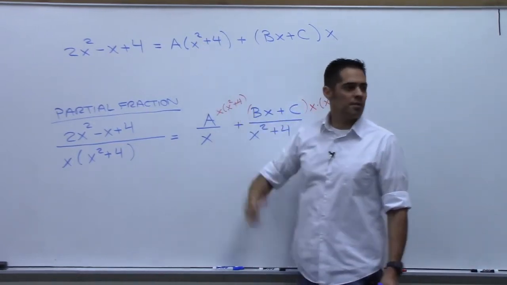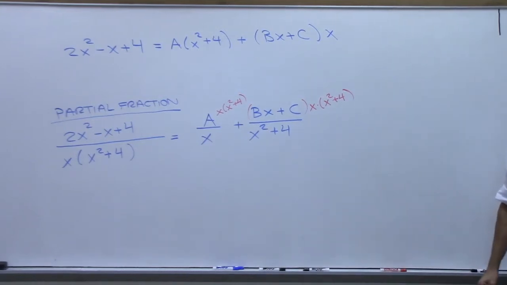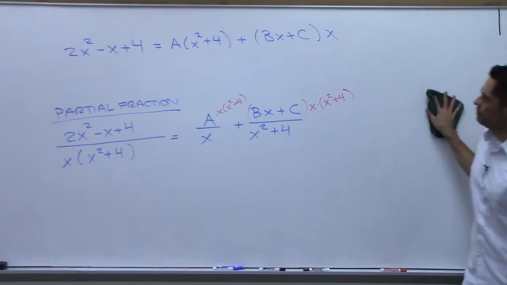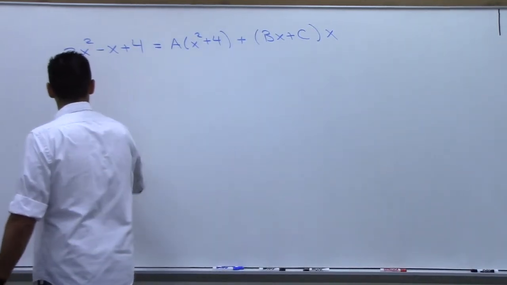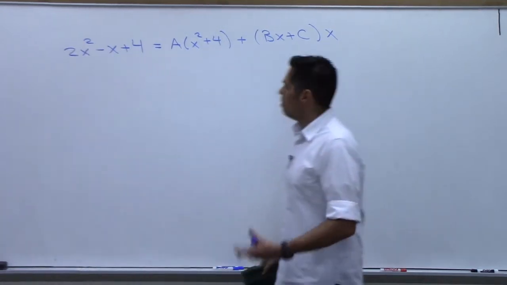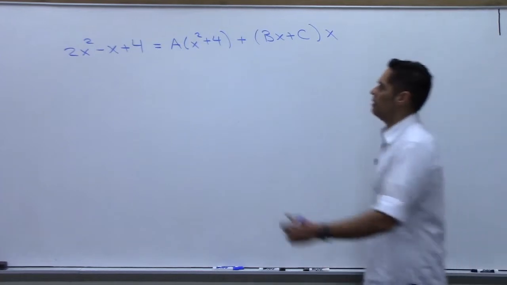Nothing squared plus 4 is ever 0 unless you're doing imaginary numbers, right? And I don't think you want to go there. So let's not. So what are we going to do? Since it's not easy to kill things off, we're just going to do the long way because it's not a whole lot to multiply out here, is it? I mean, come on. This isn't that bad.